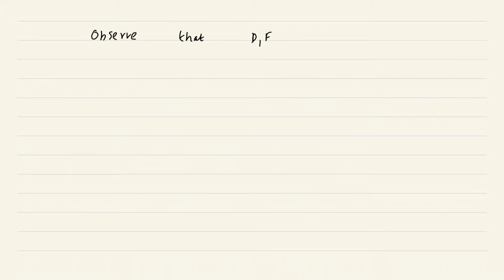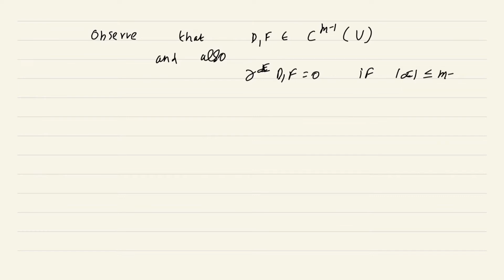Now observe that d1f is in fact an element of C^(m-1) of U. This is just because I'm taking one derivative and all derivatives up to order m exist. So for d1f, all derivatives up to order m minus 1 will exist. And also d alpha of d1f is equal to 0 if mod alpha is less than or equal to m minus 1. This just follows from the fact that we are starting with f in C^m of U.